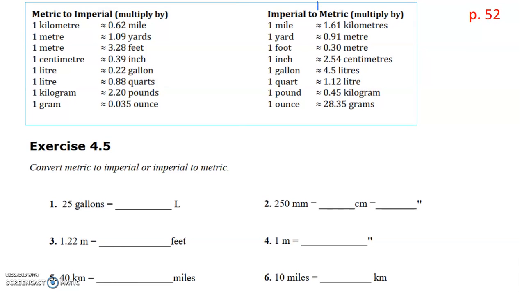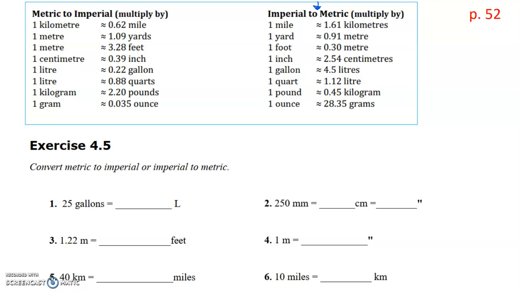So because we're going from imperial to metric, we're going to look at the right-hand side of our table. And we're going to find the gallons to liters, which is right here. We're going to take the 25 gallons and multiply that by 4.5 liters. And that will give 11.25 liters.